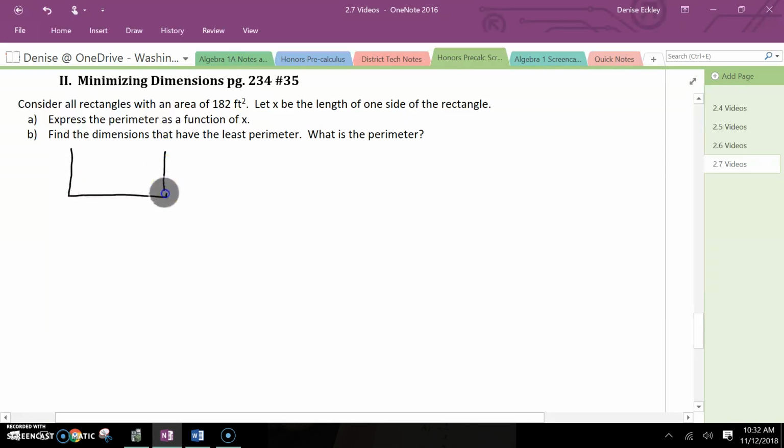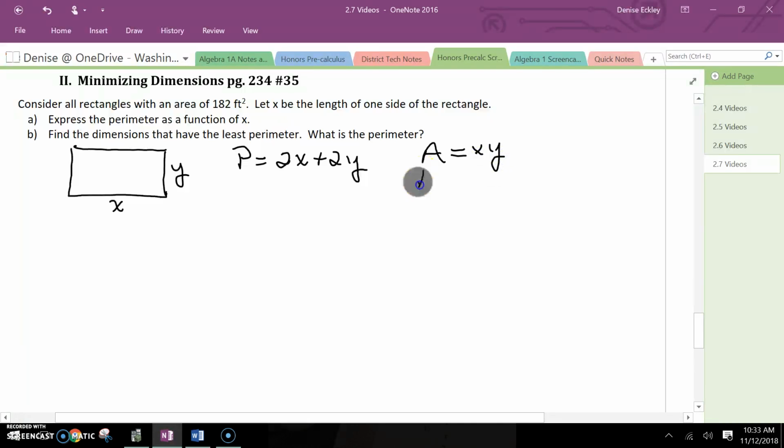Any rectangle will work. And I'm just going to call one side x and the other side y. And of course, perimeter is found by 2 times x plus 2 times y. Now, we only want one variable in our function, so we also want to use the idea that we know the area, which is length times width, or x times y in our case, is 182 square feet. So we can use that to eliminate y from the equation.